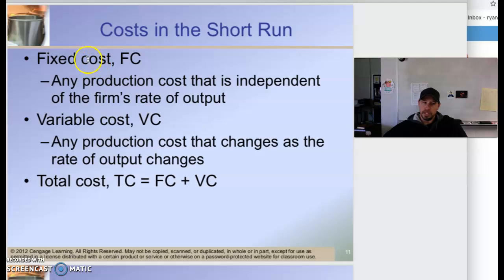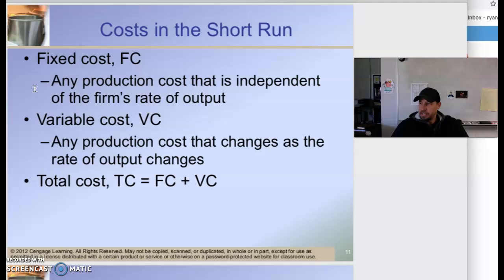We should know what fixed resources are and variable resources, and the costs then associated with those are what we call fixed and variable cost. So a fixed cost is any cost that is independent of a firm's rate of output. So this means that this cost is going to be the same if they produce 1 unit, if they produce 100 units or 1,000 units, or if they shut down and produce 0 units. That fixed cost is still going to remain the same.